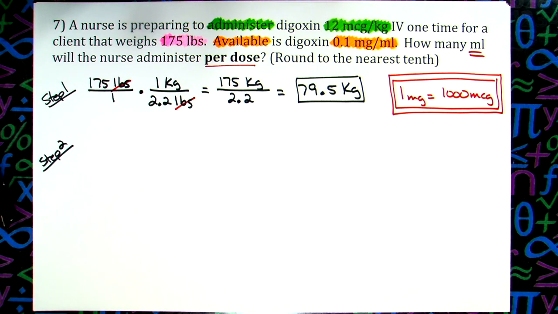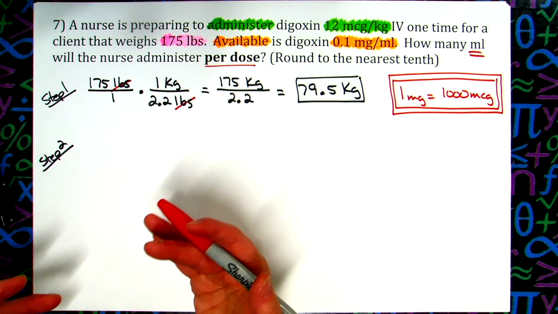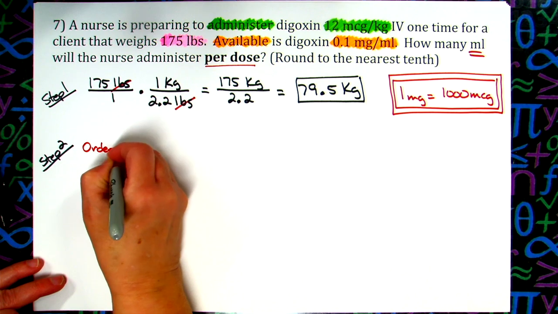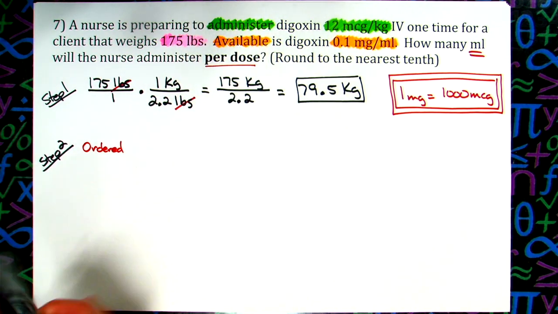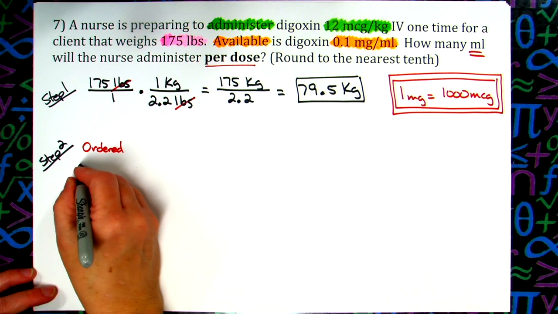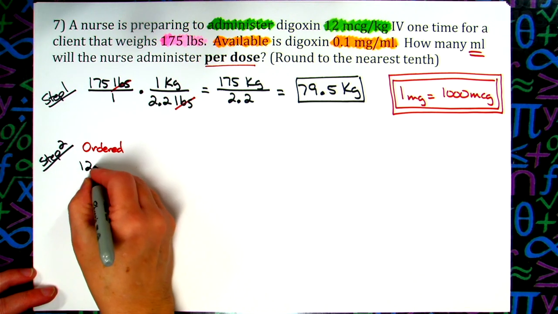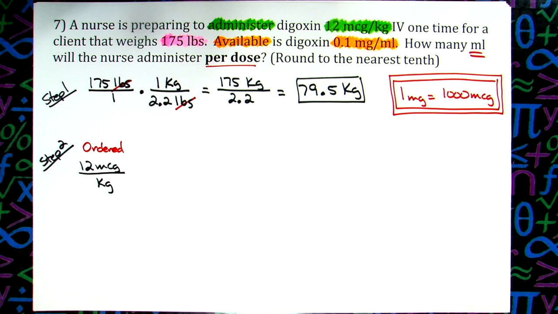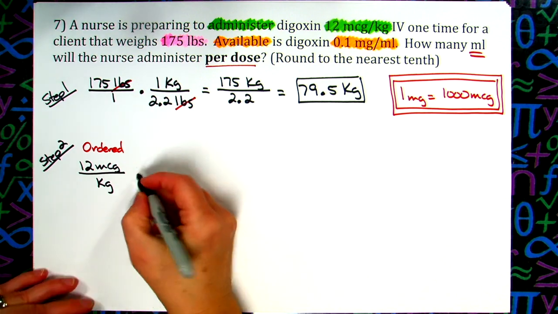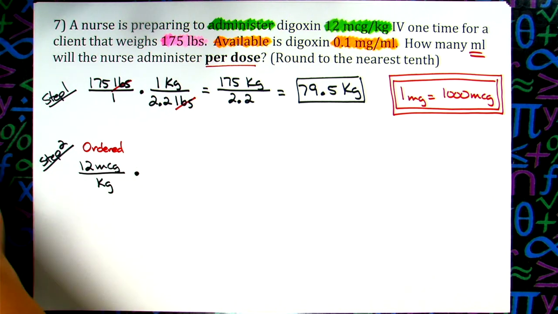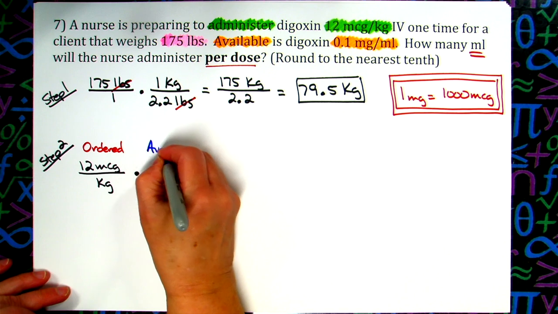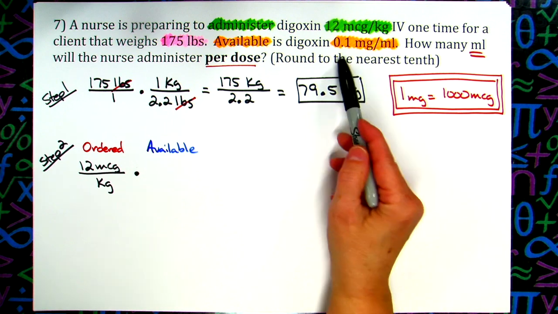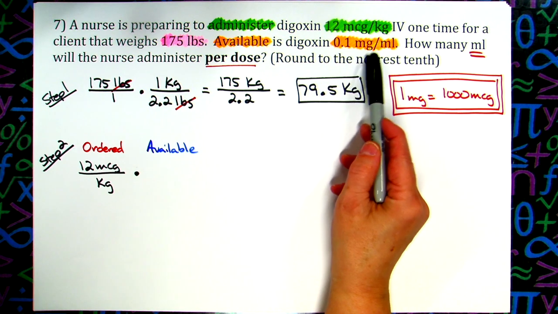All right, now, as with everything, we usually start with what is ordered and multiply by what is available. So what was ordered is the 12 micrograms per kilogram. I'm just going to go ahead and put that, 12 micrograms over kilograms, and line that up. Then we are going to multiply by what is available. We'll label this available. We'll come back up and look here, and available is 0.1 milligrams per milliliter.